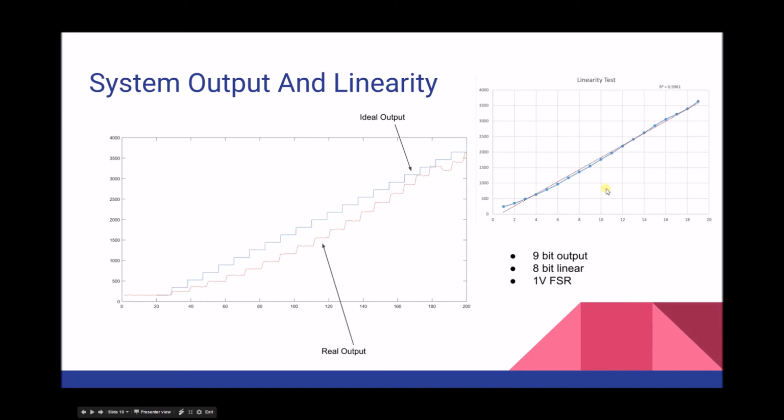In this graph, we see the linearity of the system. The dotted line in this graph represents a line drawn through the midpoint of each of the idealized steps. The blue dotted line in this graph represents a line drawn through each of the steps in the real output. You can see these are fairly close with an R-squared of 0.9961. This indicates a linear system through the 9 bits.